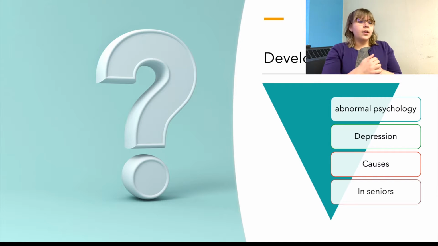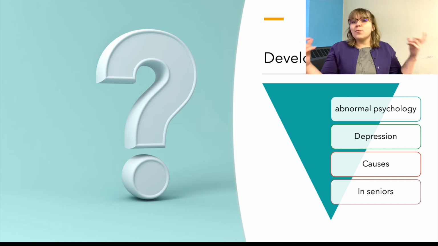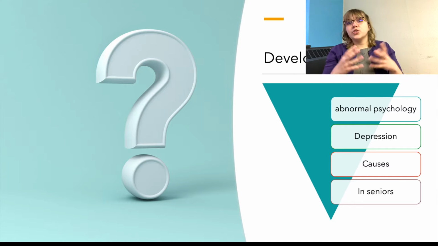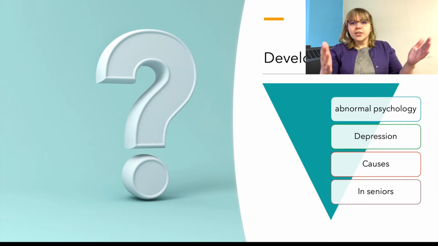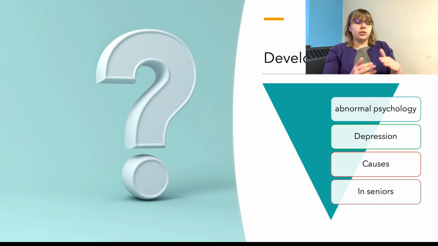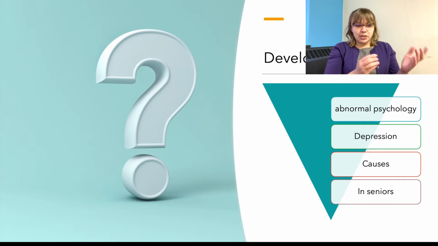To show you how that might look, the top topic is abnormal psychology. So abnormal psychology is such a broad concept that you can't write an entire paper just on that one topic. And so we need to narrow that down a little bit. And so from abnormal psychology, we choose depression. So that is just one single small aspect of abnormal psychology.